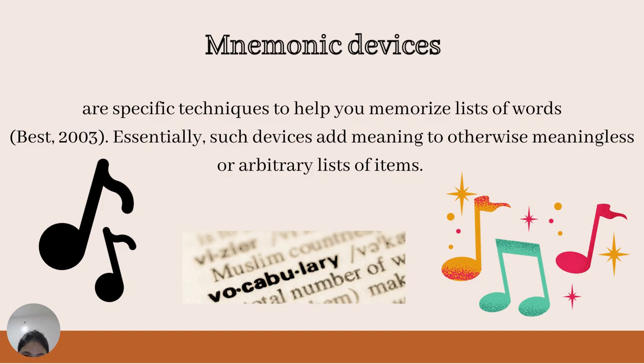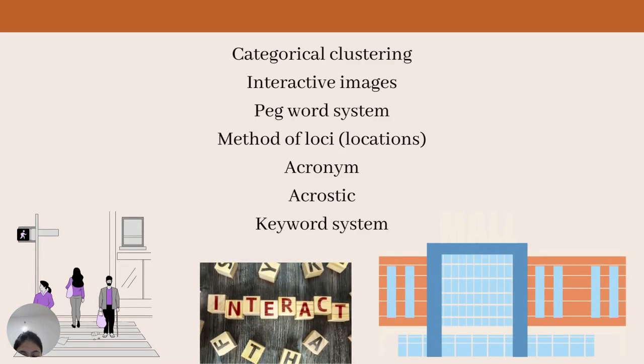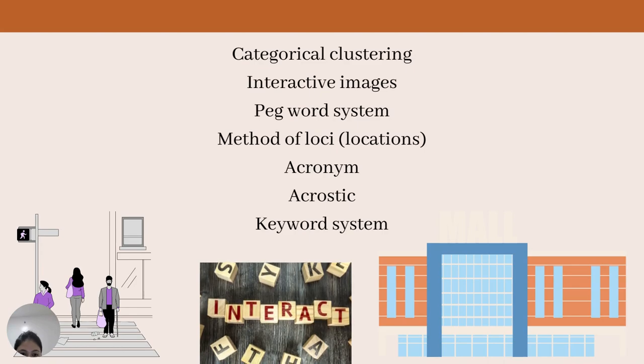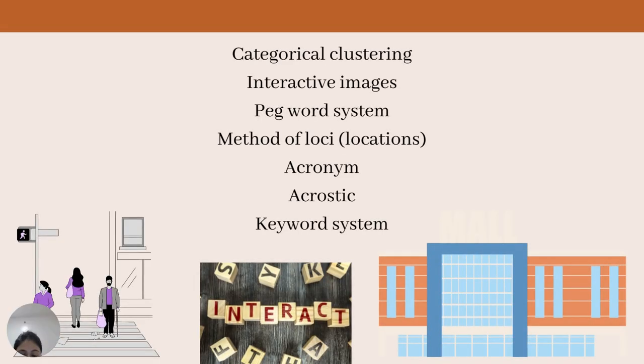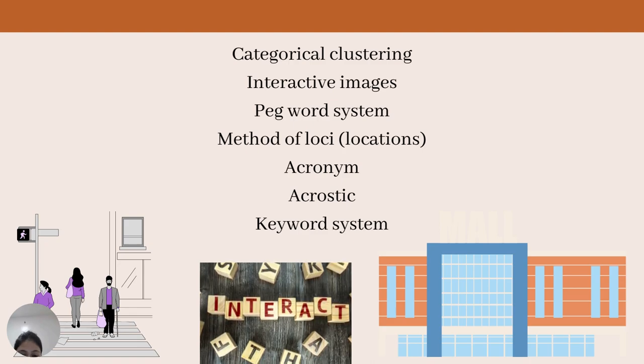We also have mnemonic devices. So these are also the ways to transfer the information from short to long-term memory. These are specific techniques to help you memorize list of words. Essentially, such devices add meaning to otherwise meaningless or arbitrary list of items. We have categorical clustering, katong example kaganina, kani category. We have interactive images. We also have backward system, method of locations, acronym accuracy, keyword system. So these would help you transfer information from short to long-term memory using these devices.